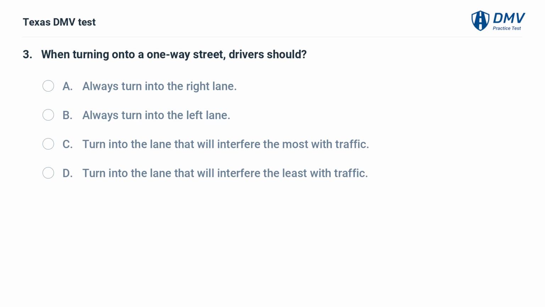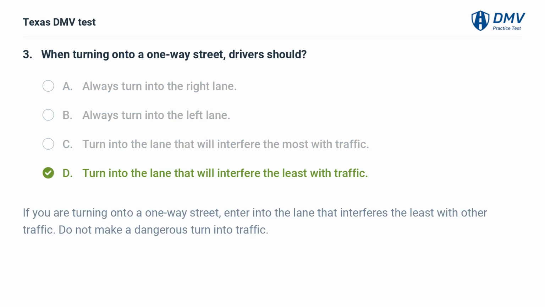When turning onto a one-way street, drivers should: A. Always turn into the right lane. B. Always turn into the left lane. C. Turn into the lane that will interfere the most with traffic. D. Turn into the lane that will interfere the least with traffic. The answer is D. If you are turning onto a one-way street, enter into the lane that interferes the least with other traffic. Do not make a dangerous turn into traffic.